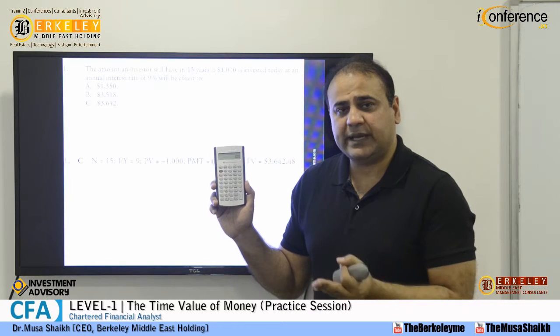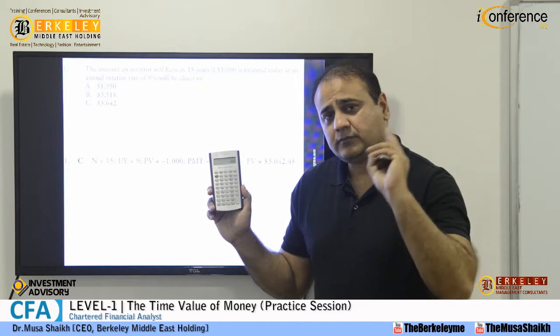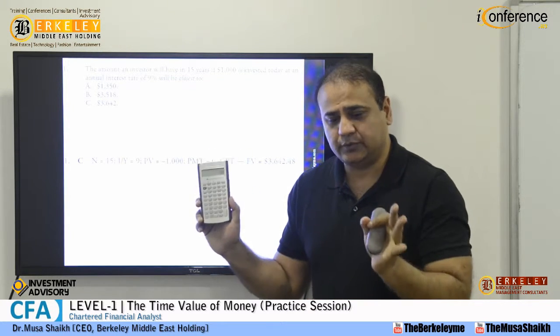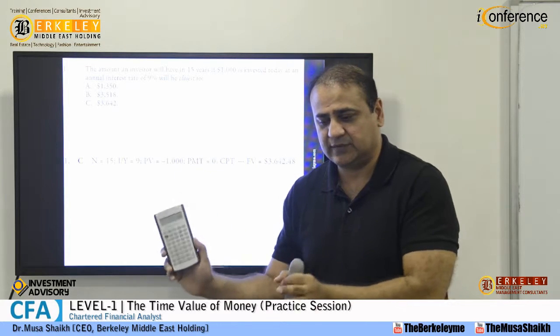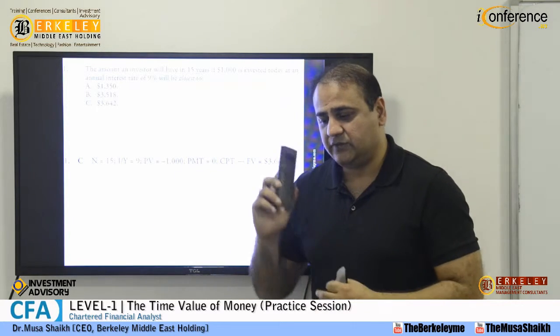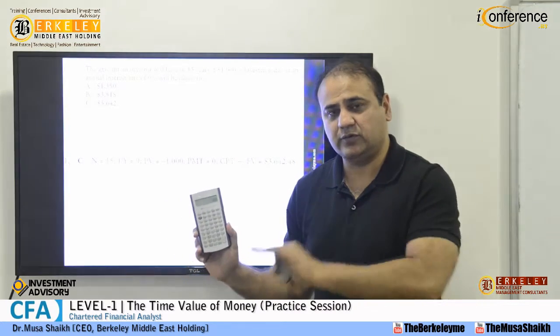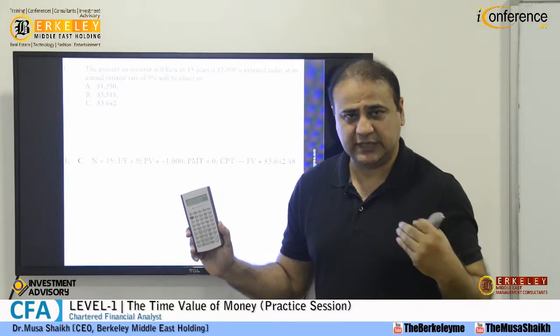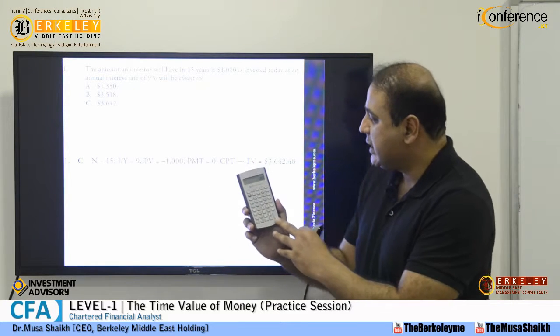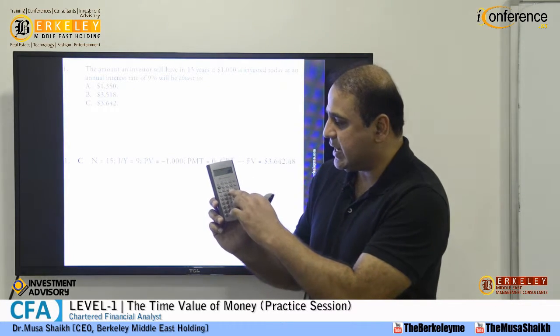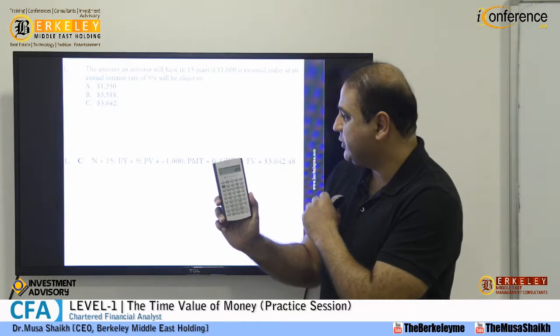If you put a minus sign here, these two should always have opposite signs, like present value and future value. If you put minus with one, the other will come positive, and if you don't put this, the result will come negative. This we should know. And this 1,000 we put as the present value.